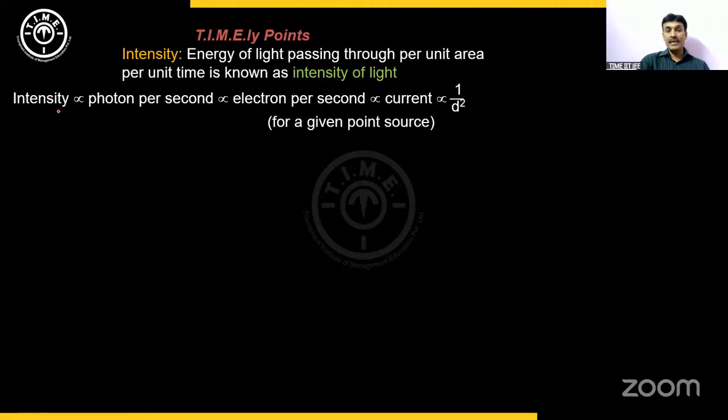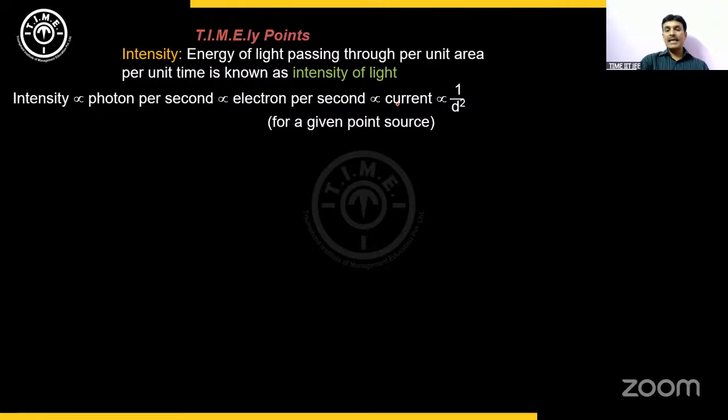Follow this relation carefully. Intensity indicates number of photons. More the number of photons, more is the number of electrons released. Less the number of photons, less is the number of electrons released. So photons number and electrons number is proportional. I am not saying they are equal. Every single photon may not be able to release the electron, but there is proportionality. More the number of electrons, more is the current. So electrons number is directly proportional to the current. That means intensity is related to the current.